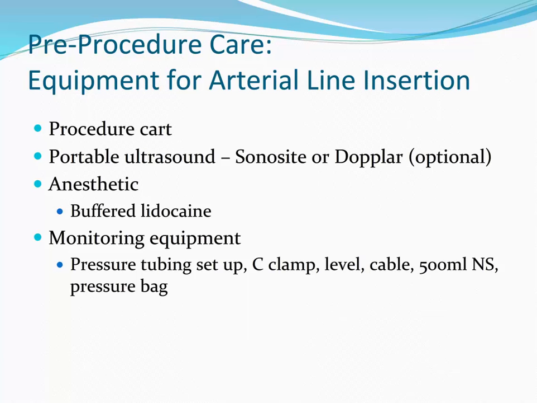for A-lines. So for the pre-procedure care, you will want to gather equipment, including your procedure card, portable ultrasound, anesthetics. These lines hurt. Don't let your proceduralist proceed without giving the patients the benefit of the lidocaine, and your tubing setup. You will need pressure tubing setup, C-clamp, leveler, cable, 500 ml bag of saline, and a pressure bag. If you don't anticipate additional invasive line monitoring, such as CVP, just grab the single line setup. Get this up and operational before the procedure begins.